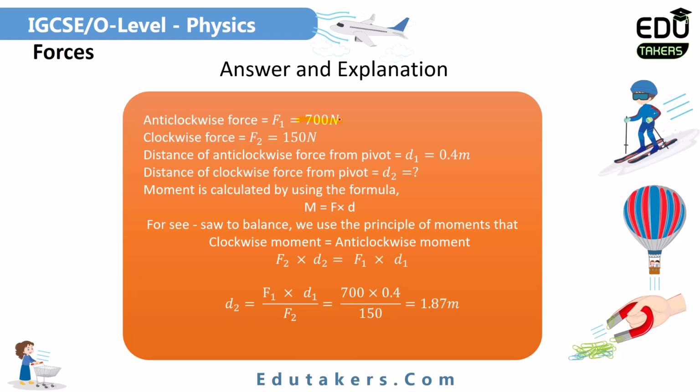Put the values of force F1, d1 and F2. You get d2 comes to be 1.87 meter. It means that the distance of the second force from the pivot point is 1.87 meter. So in this way you can easily calculate the distance by using the concept of the principle of the moment, that the clockwise moment is equal to the anti-clockwise moment.